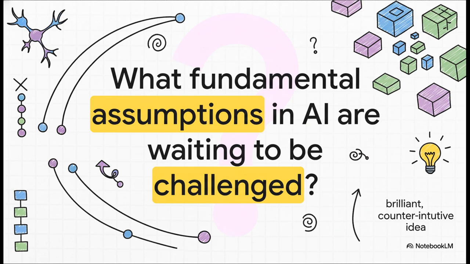This idea, this revolution of thinking wider, not just deeper, completely changed how we design neural networks. And it leaves us with a really fascinating question. What other fundamental assumptions are we making in AI right now that are just waiting for the next brilliant, counterintuitive idea to come along and shatter them?